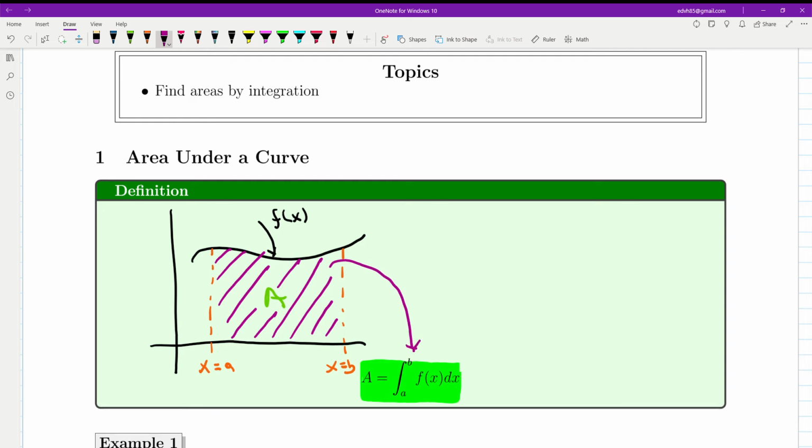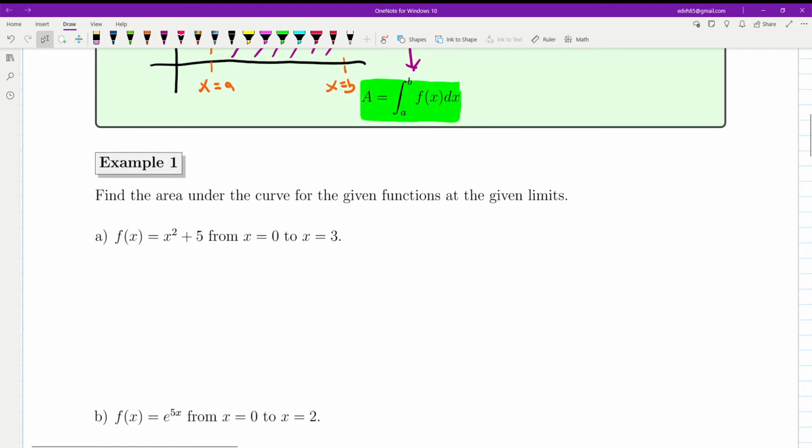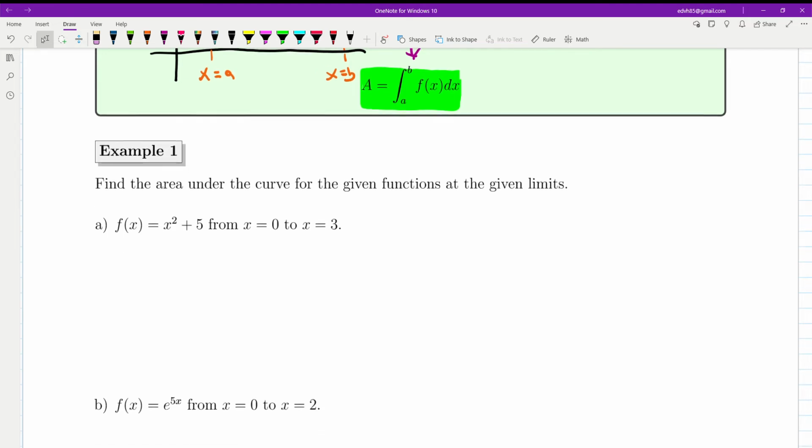All right. From the previous couple of videos, we already looked at how to evaluate definite integrals. Typically these kinds of problems are just going to give us a function for which we want to find the area under the curve, and the limits of integration. So for example, we want to find this area under the curve for f of x equals x squared plus 5 from x equals 0 to x equals 3.